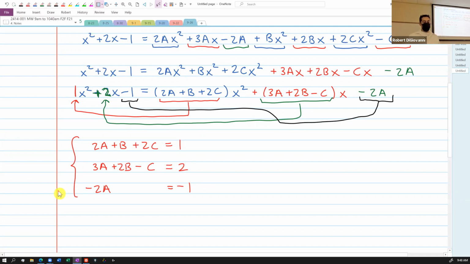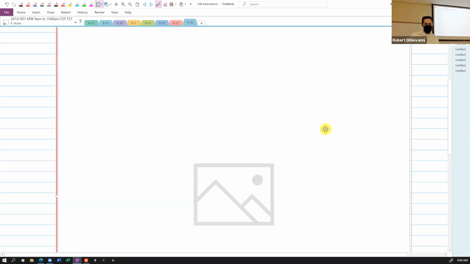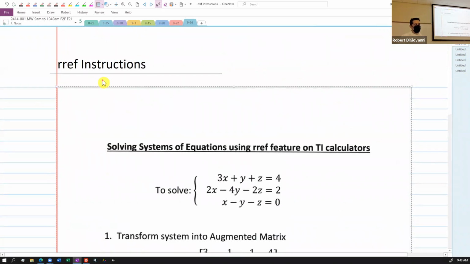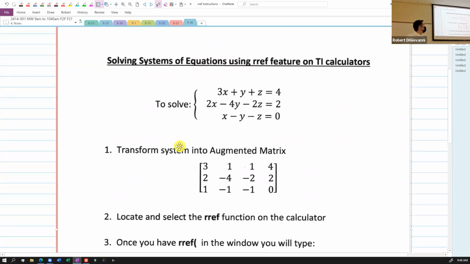In Canvas under files, there is a file called RREF instructions. I went ahead and got it prepared for today. It's with your formulas in Canvas under files. I don't care if you print this out, you can have this during a test if you forget. This is just a real quick showing of how to solve a system of equations.